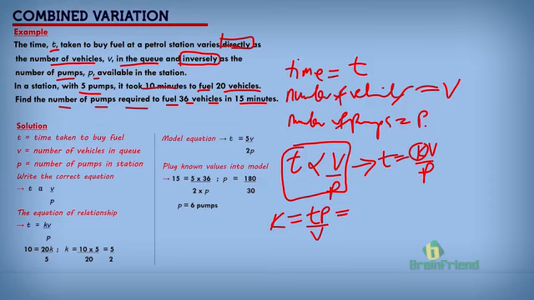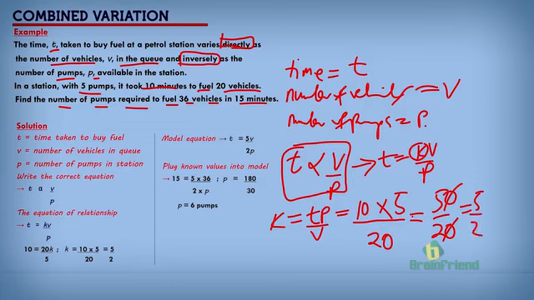Let's go back to our question. A value for T, time it took, 10 minutes, times P, the number of pumps, 5 pumps, all over V, the number of vehicles, 20 vehicles. So we have 50 all over 20. This gives us 5 over 2. So we have a value. k is 5 all over 2. We impute this value back into our original relationship.